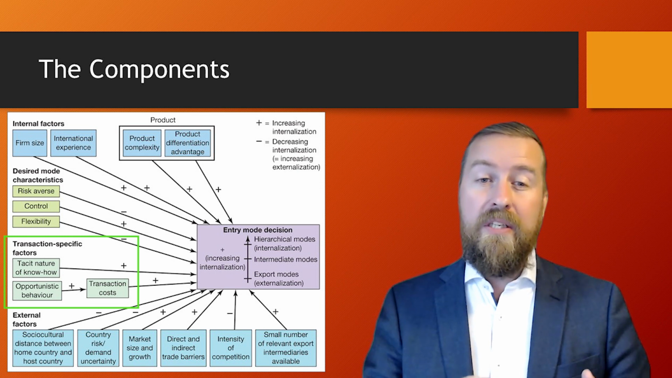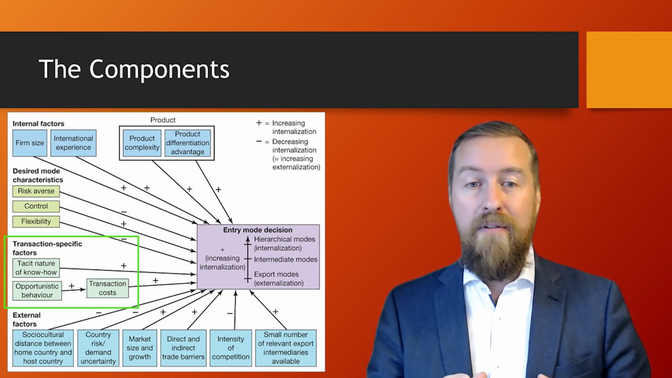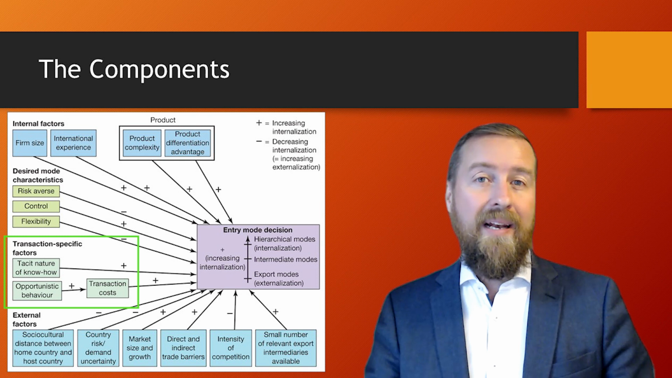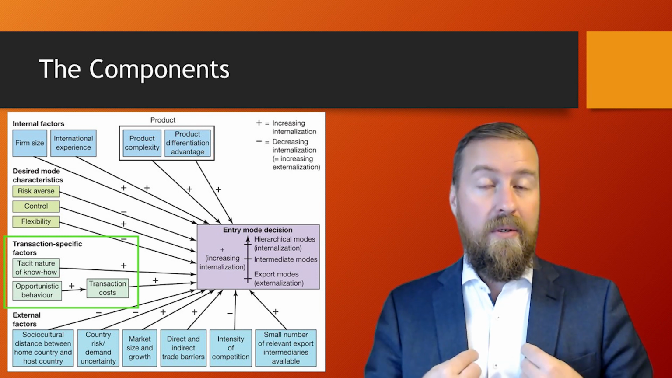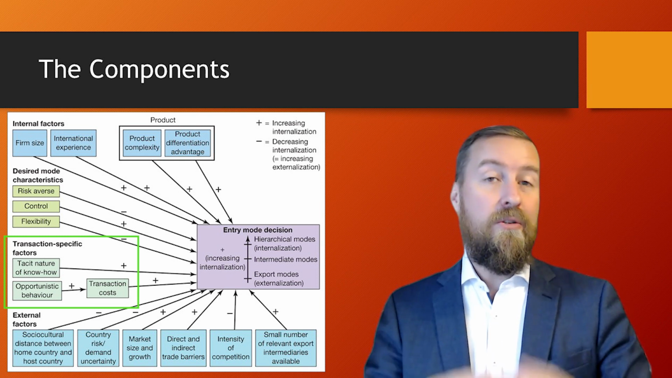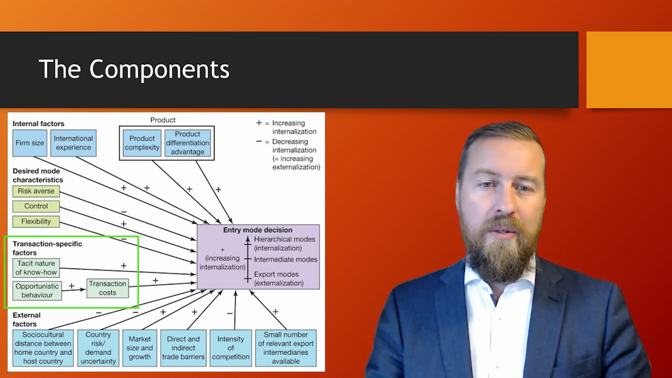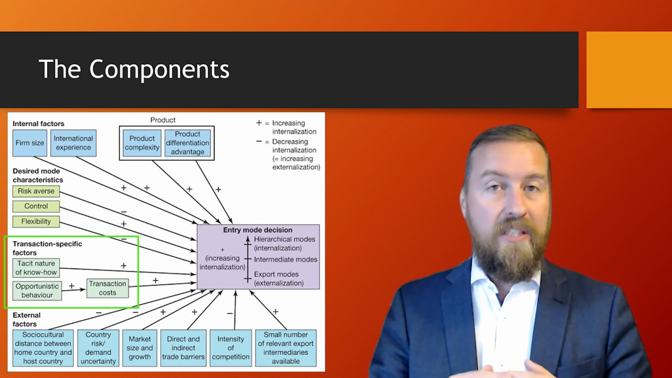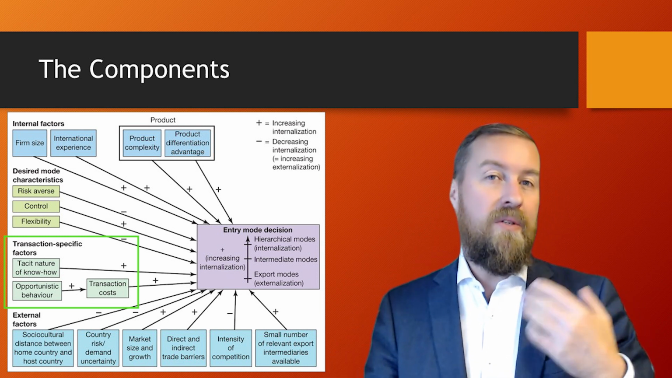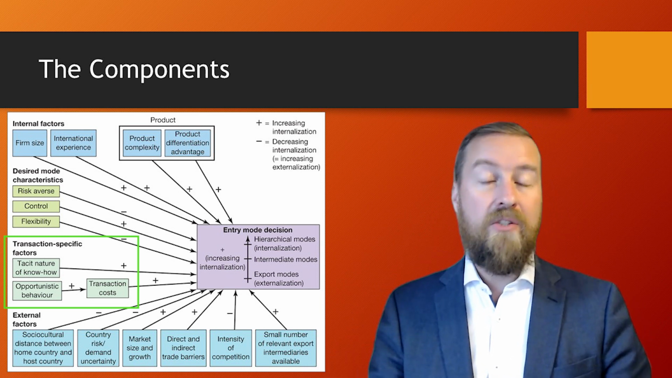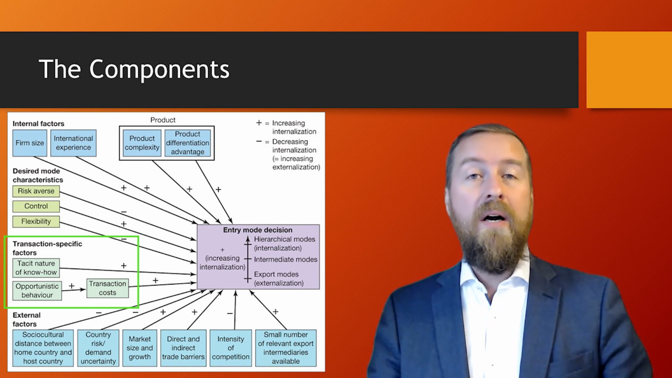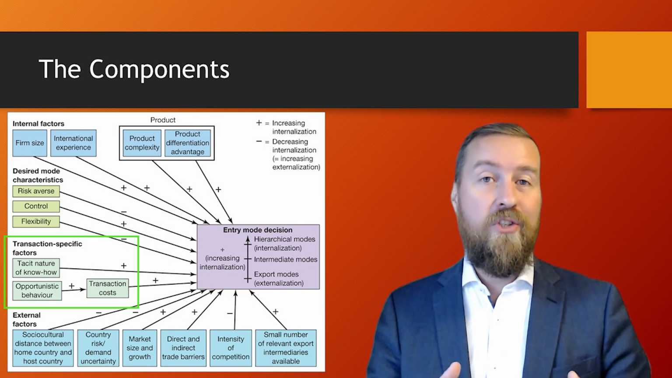The other part is the opportunistic behavior. Well, how likely are they to cheat you? How much do you trust them? If they are very likely to cheat you, then you would also see the transaction costs go up. You need more tight contracts. You need more follow-up on them to make sure that they're not cheating.